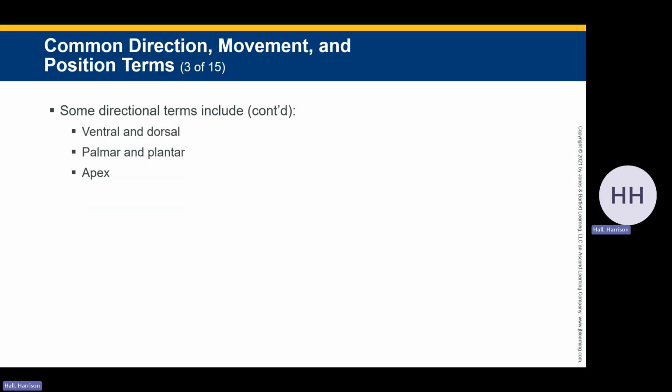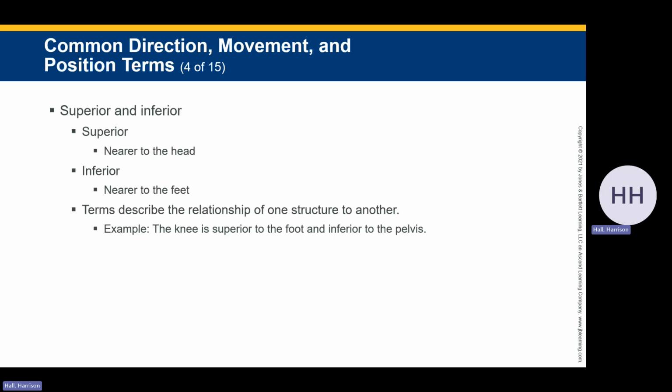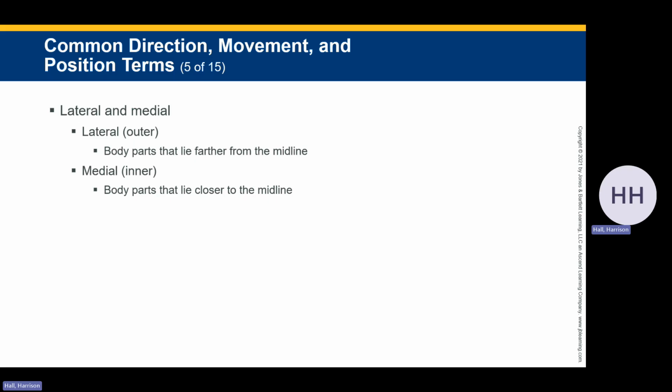There's some other terms, ventral and dorsal, palmar and plantar, and apex. So we'll break down their superior and inferior again, like I said, closer to the head, closer to the feet. And then lateral and medial. So lateral, if you stretch your arm all the way out and away from your body, that would be lateral. Or if you just stand really still with your palms facing outward, and you look at the right side of your arm, that would be the lateral side of your arm, whereas the side that's closest to your body would be the medial.